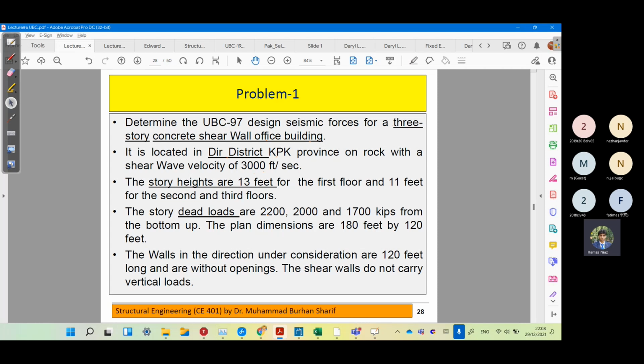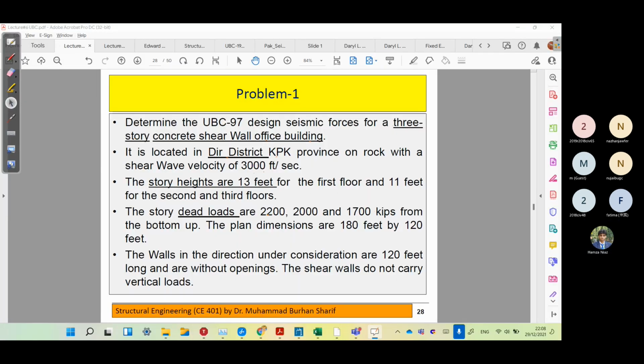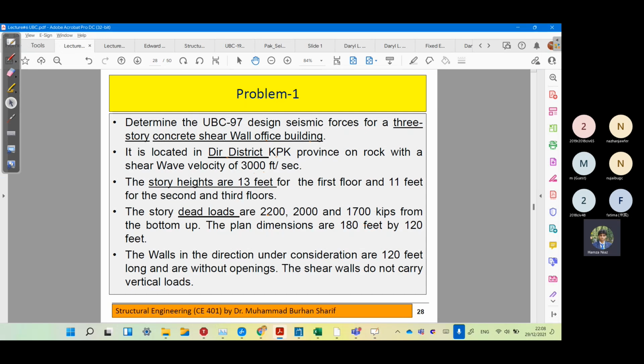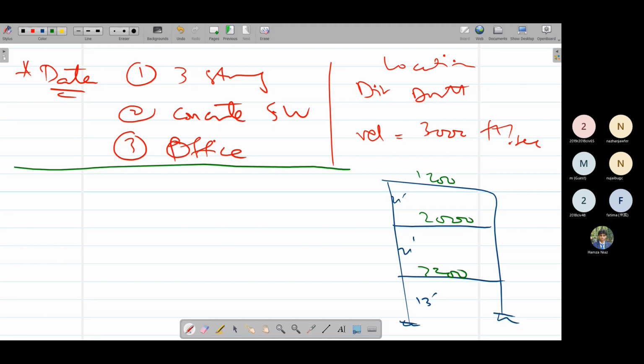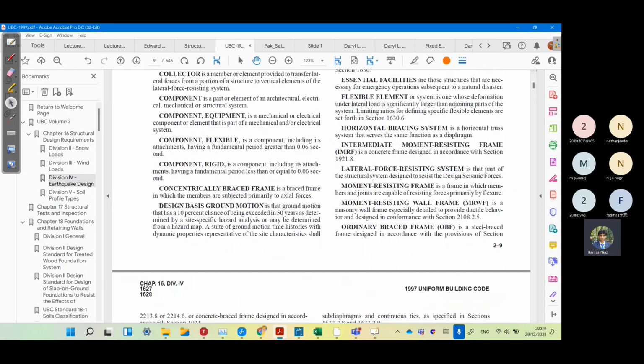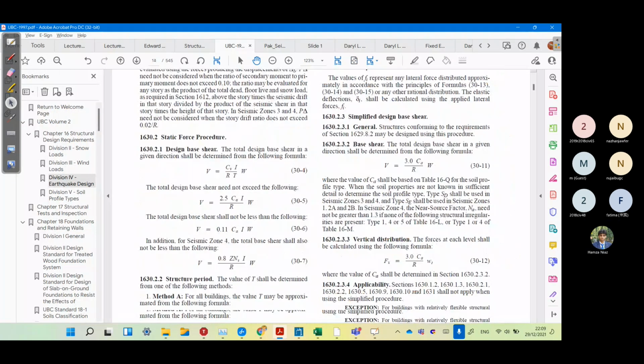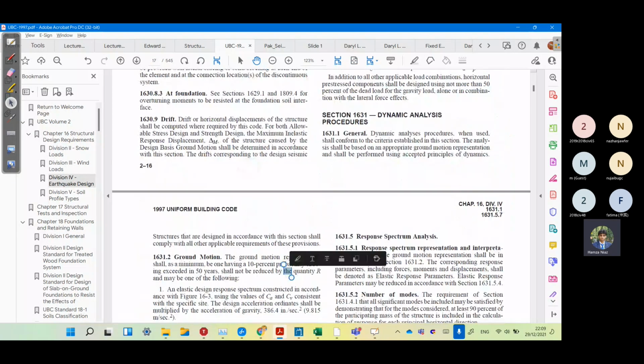The loads we have are 2200 kips at the bottom and 2017 at the top, so 2200 at the bottom, 2000 and 1700 at the upper stories. This is the plan dimension, which we do not need, and the wall, which we do not need either. We need all the other data. After this data, we have to go to the UBC. Sir was saying that maybe the factors would be given in the paper, but still, to check them, we have to go to UBC.